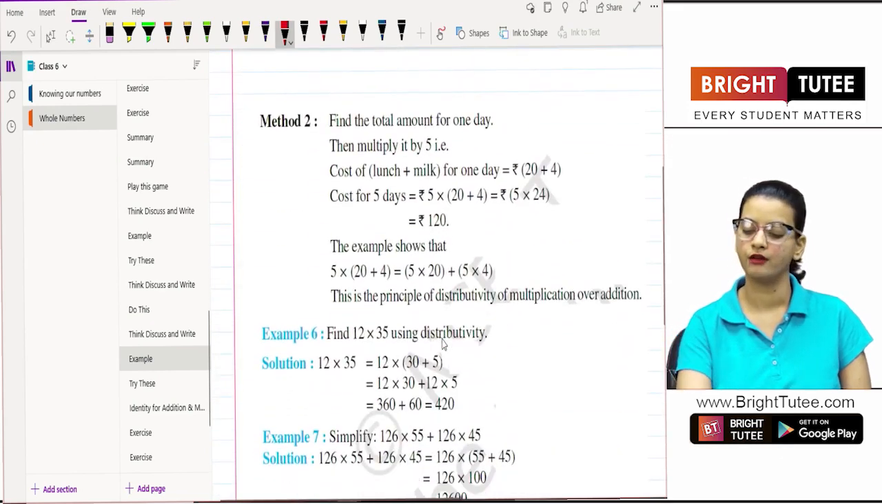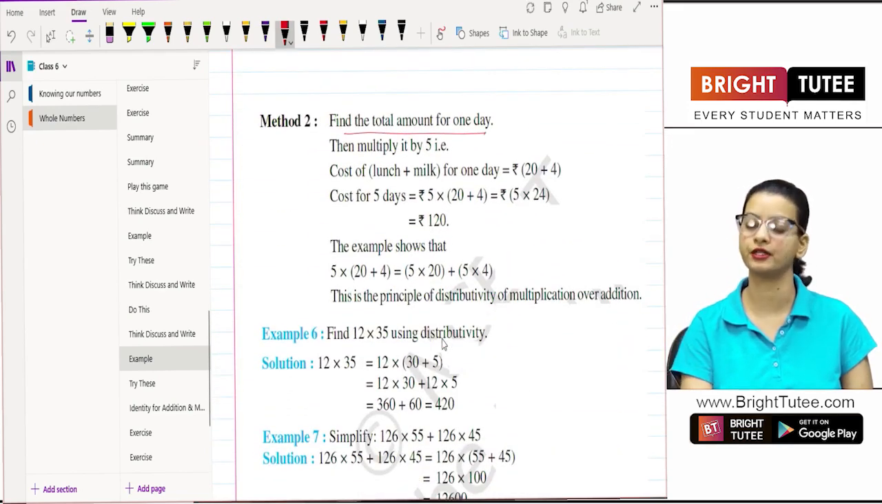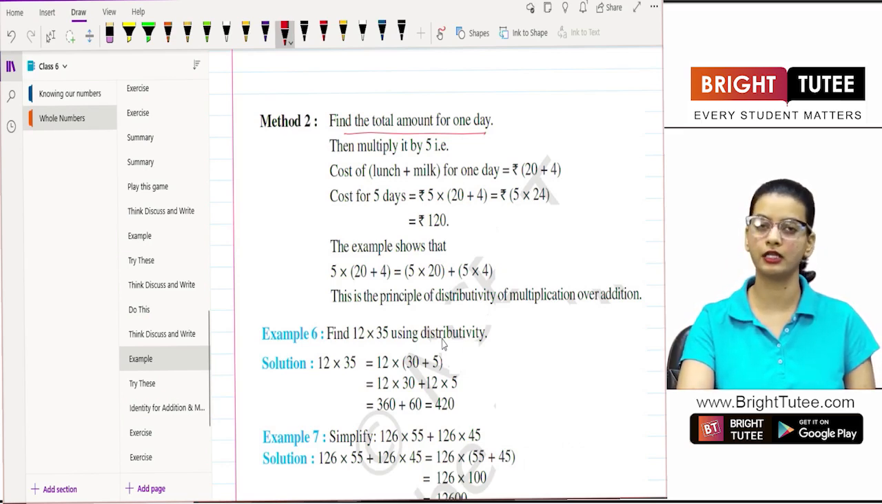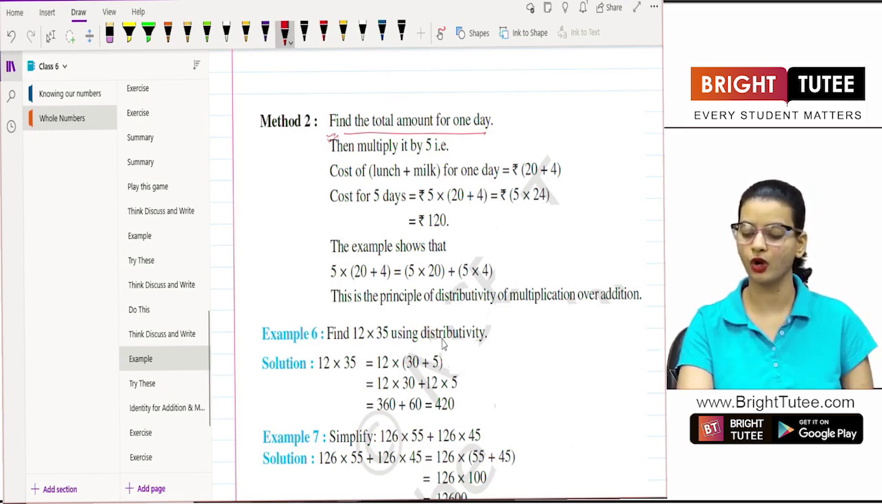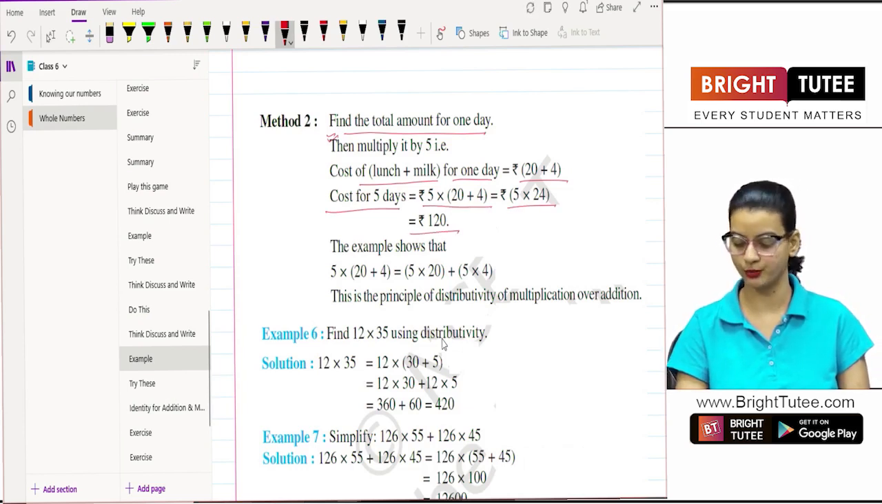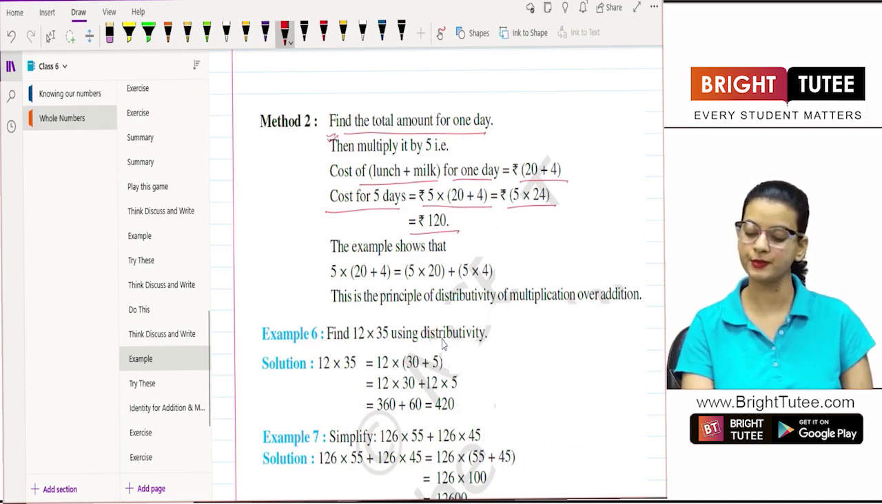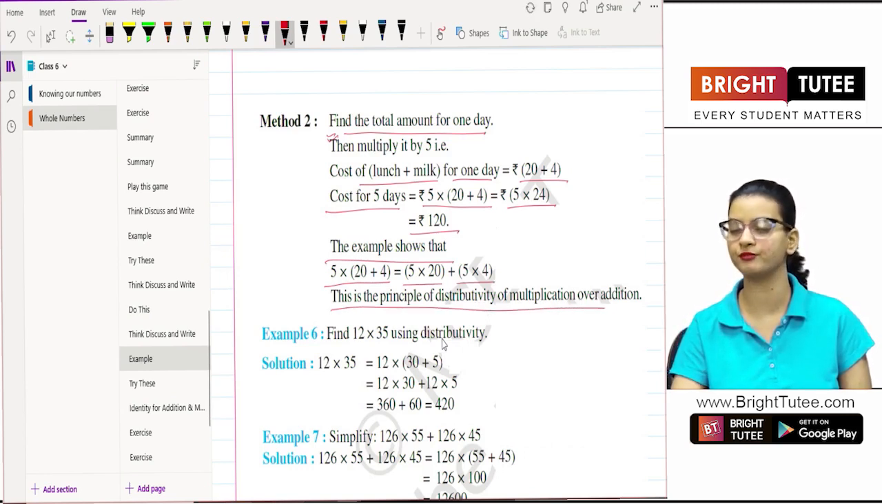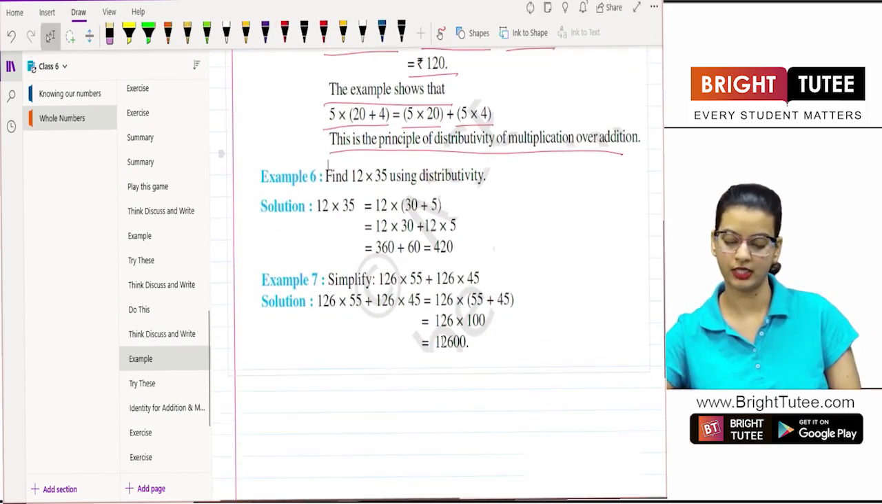Okay. Now find the total amount for 1 day. So how can we find the total amount for 1 day? Another method is that we find the total amount for 1 day and then we multiply it by 5. Okay. So cost of lunch plus cost of milk for 1 day is 20 plus 4, that is 24. And then cost for 5 days is 5 into 20 plus 4, that is 5 into 24. So 120 rupees. Okay. So this example shows that 5 into 20 plus 4 is equal to 5 into 20 plus 5 into 4. So this is the principle of distributivity of multiplication over addition. Okay, let's see another example.